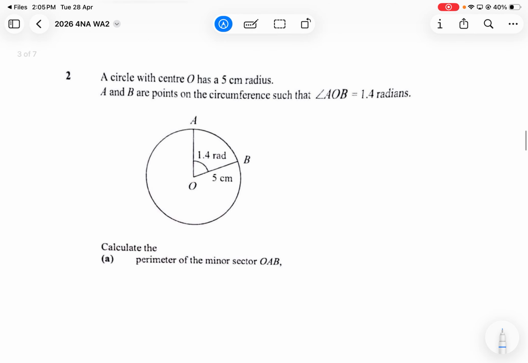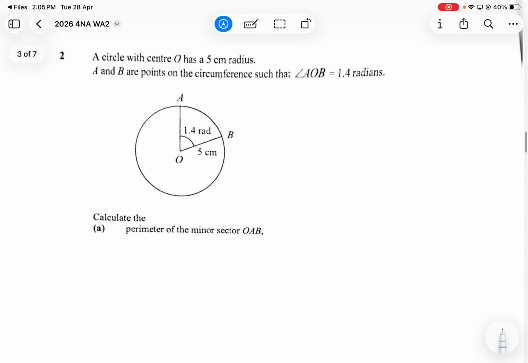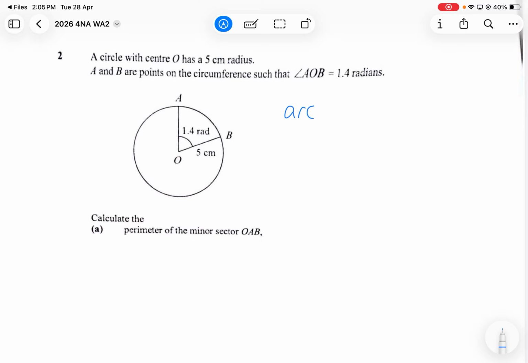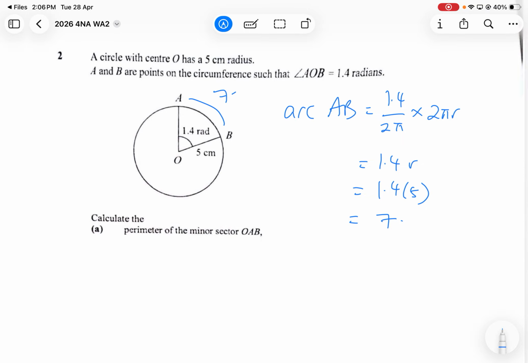Perimeter of minor sector. So they actually want this 2 radius plus this arc, the arc AB. The arc AB itself is equal to 1.4 over 2 pi times 2 pi r, which equals 1.4 r, equals 1.4 times radius. Radius is 5, so 7. This arc is 7 cm.